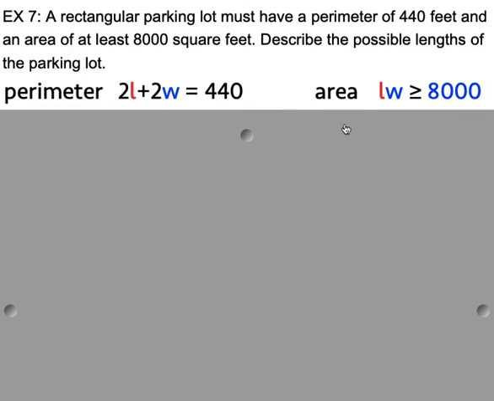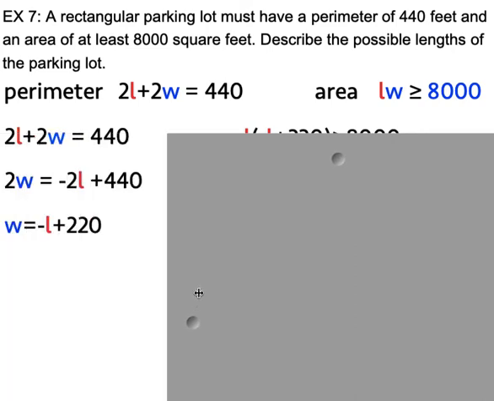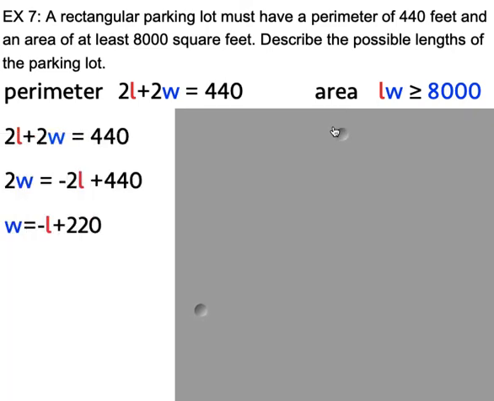Okay, so when you encounter a problem like this where there's an equation and an inequality, what you want to first do is rewrite your equation in one variable. And since this says it wants to know about the lengths, we need to first start by taking that first equation and solving for W. Reason being we want it in terms of L. So I subtracted over the 2L, I got -2L. I divided everything by 2, I got -L plus 220.